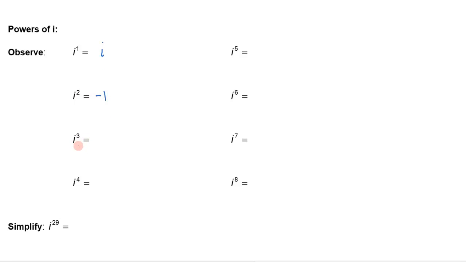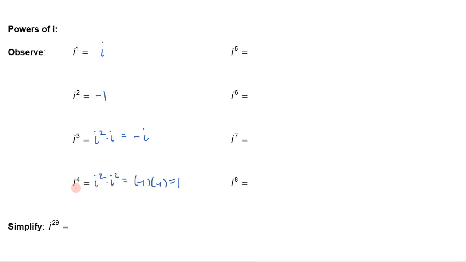Well, if I keep taking higher powers, i cubed, I could think of that as i squared times i, right? That'd give me i to the third power, and then since i squared is -1, this would be equal to -i. And i to the fourth, that'd be i squared times i squared, which would be -1 times -1, which is 1.